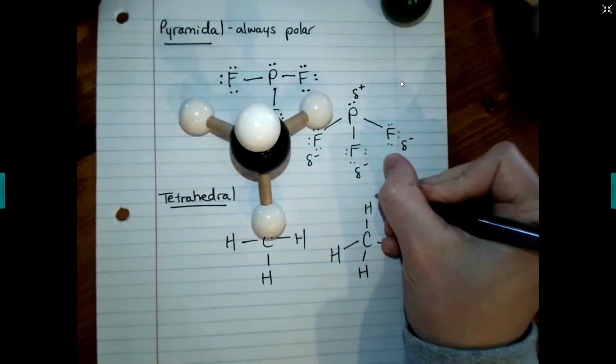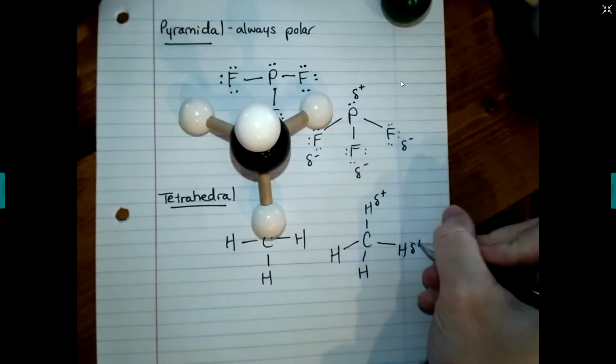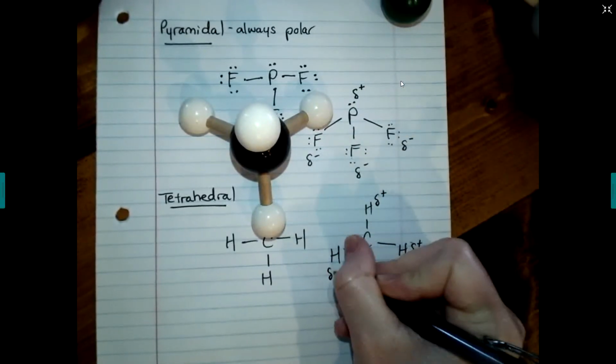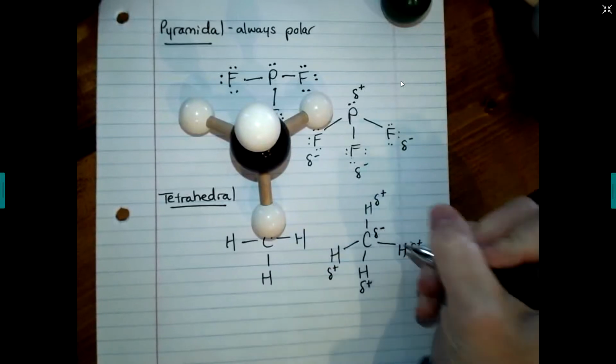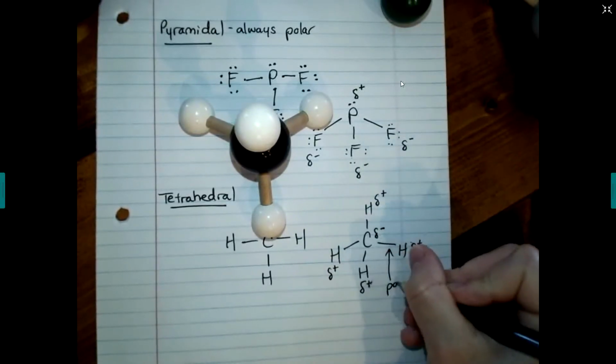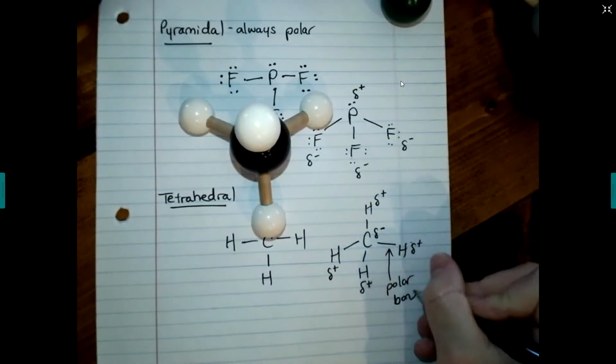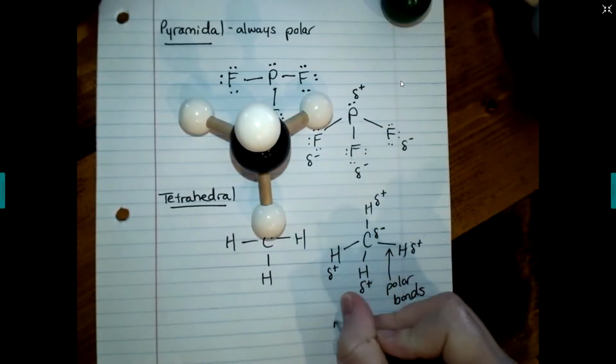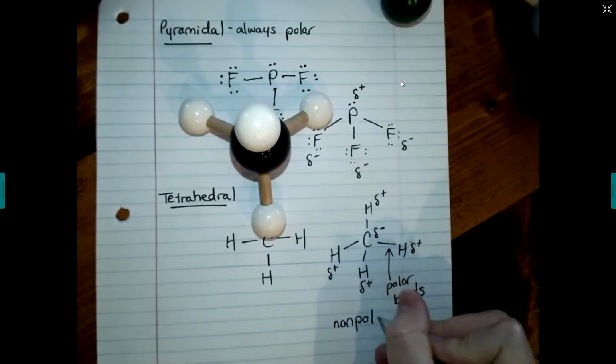Now in this case, all of the outside atoms are slightly positive because they're all hydrogen. The carbon would be slightly negative. So once again, we see polar bonds, but the molecule as a whole is nonpolar.